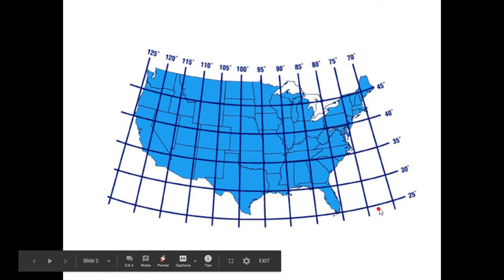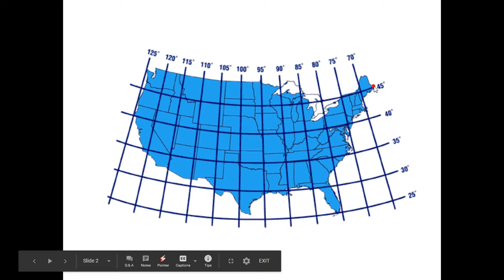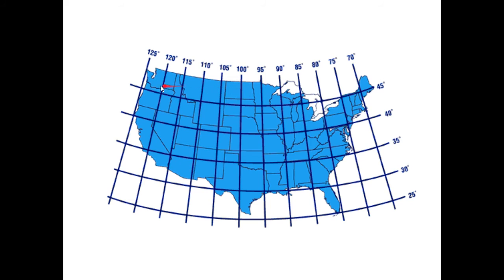So now this line right here is not 0 degrees. This is 25 degrees latitude. And on this map, each line is not 20 degrees like before. It's 5 degrees. You'll see that the latitude is 5 degrees, as is the longitude. The longitude up here, you can see, is also being measured 5 degrees at a time.